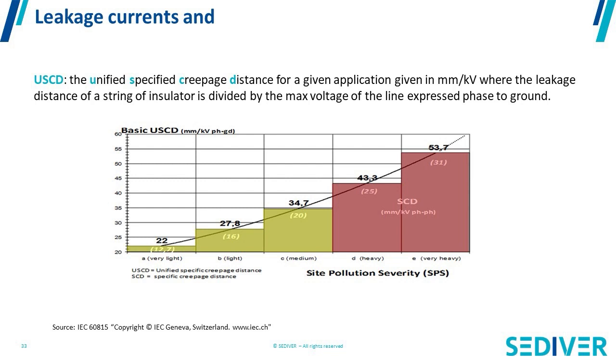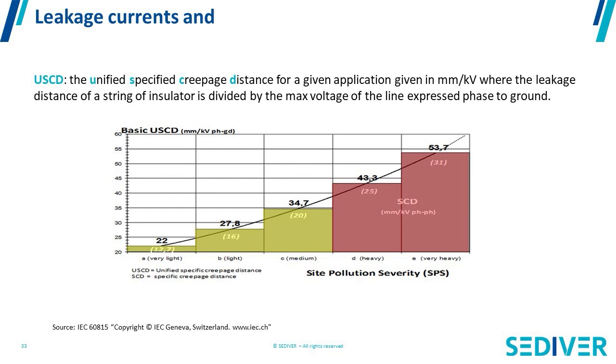USCD is an acronym which stands for Unified Specified Creepage Distance. So basically, this is the creepage distance phase to ground of an insulator string that is recommended for a certain type of pollution. So if you take, for example, on this graph, section D, which is heavy pollution, which is a result of a certain ESDD and NSDD, you see that the recommendation of the standards is to use an insulator string that is made with 43.3 millimeter per kV phase to ground.